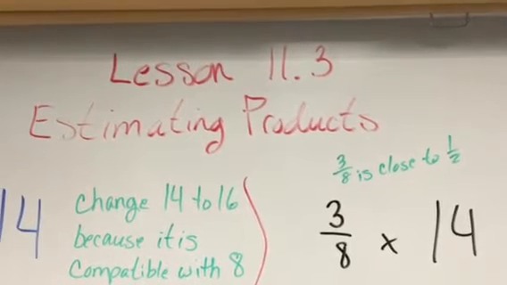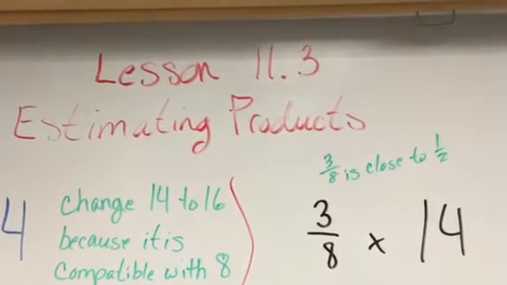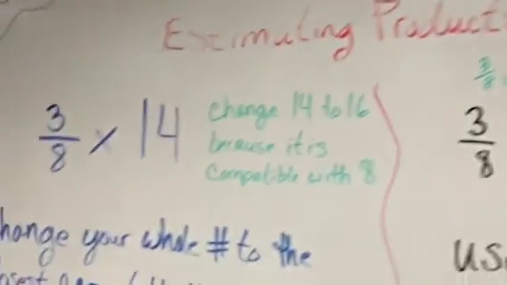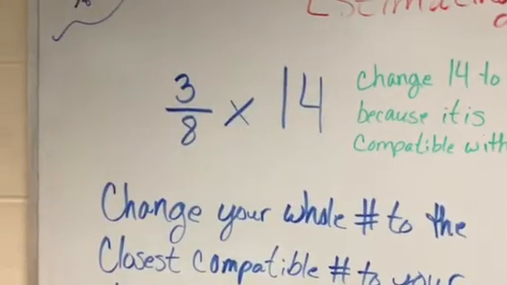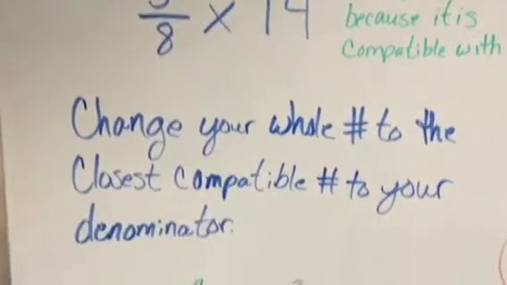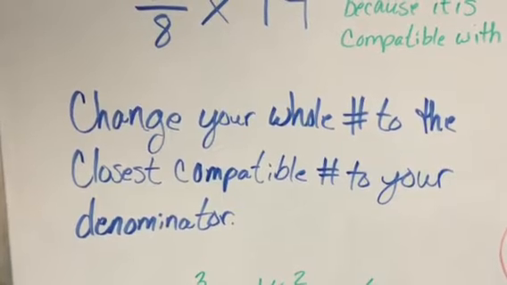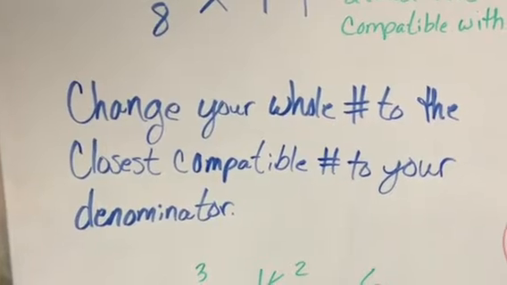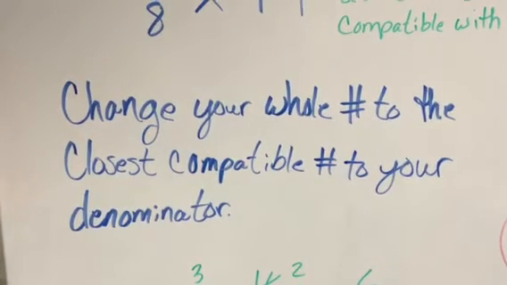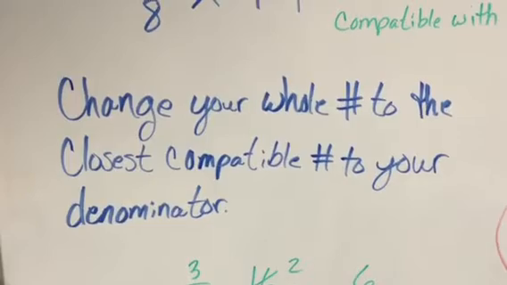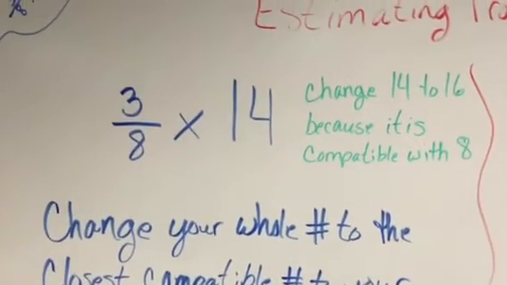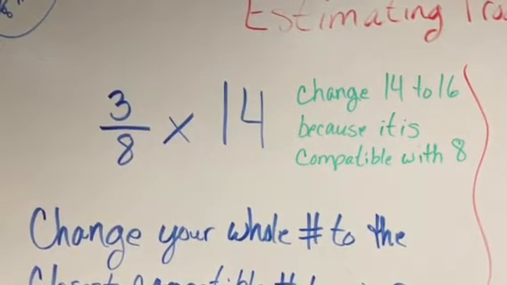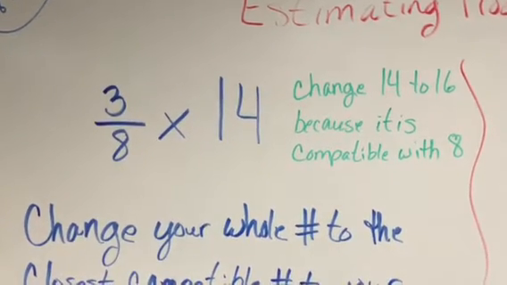Lesson 11.3, Estimating Products. There are two different ways that this lesson teaches to estimate products. The first one looks like this. We have our example 3/8 times 14. We're going to change our whole number to the closest compatible number to your denominator. Remember, a compatible number is a number that's going to work well with or be a multiple of your other number. So look at this example, 3/8 times 14. We're going to change the 14 to be a 16 because it's compatible with 8.